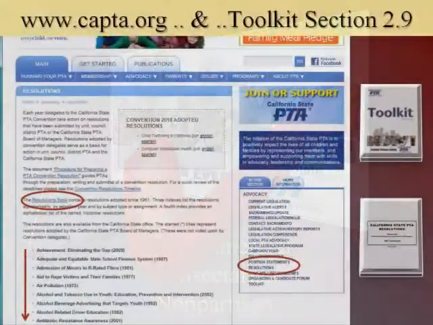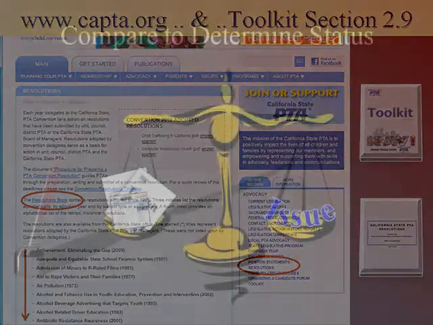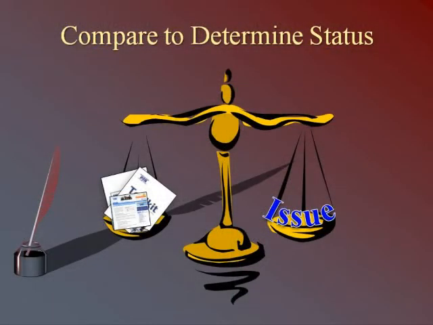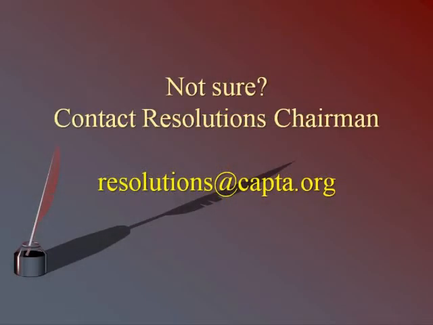The next thing to do is to research the current PTA position statements in previously adopted resolutions, and you can find these in the toolkit and on the resolutions page of the California State PTA website. Compare these to your issue and determine if your topic has been addressed or is being addressed. If a position statement or adopted resolution matches up with your issue, or they look similar, or maybe you're just not sure, contact the resolutions chairman for guidance.